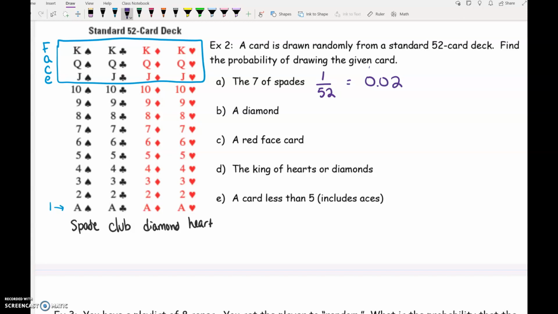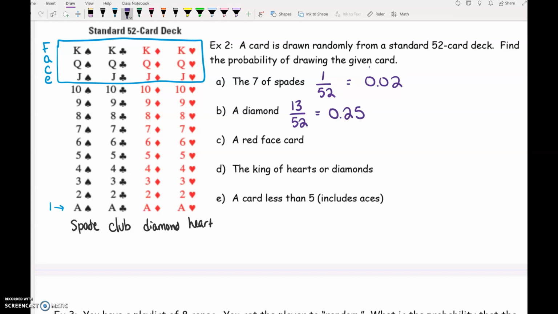How about a diamond? It could be any diamond. Anyone know how many diamonds there are there? There's 1 through 10 plus 3 face cards. That's 13 out of 52. Which, by the way, simplifies to 1/4. Does it make sense? If there's 4 suits, we're wanting anything from one of the suits, 1 out of the 4 suits. This ends up being 0.25. You have a 25% chance of getting a diamond.